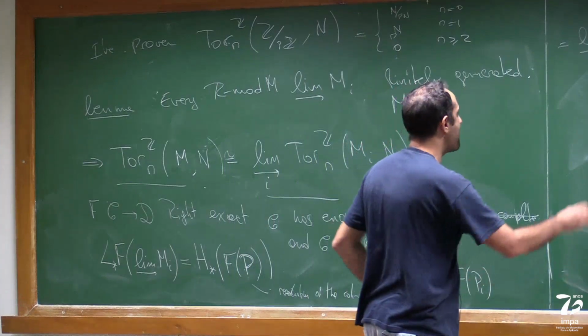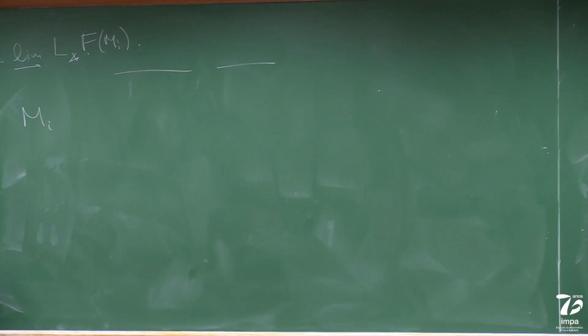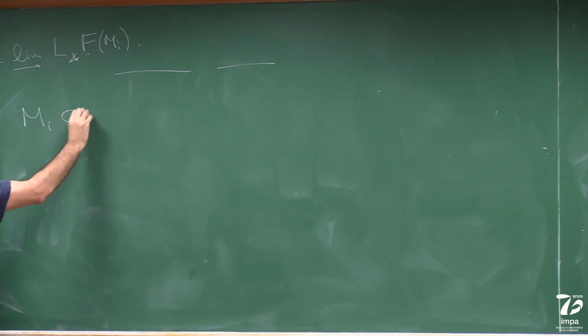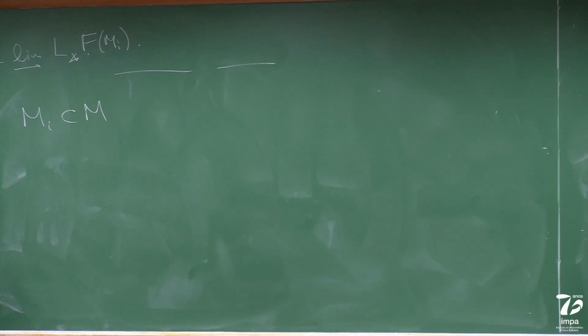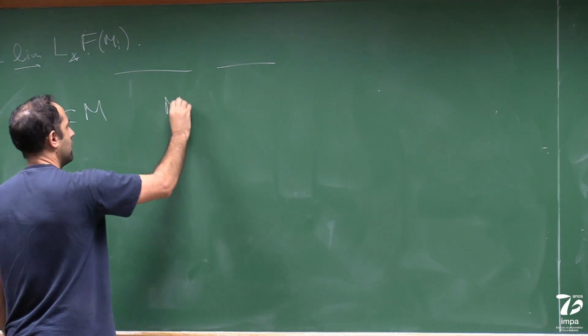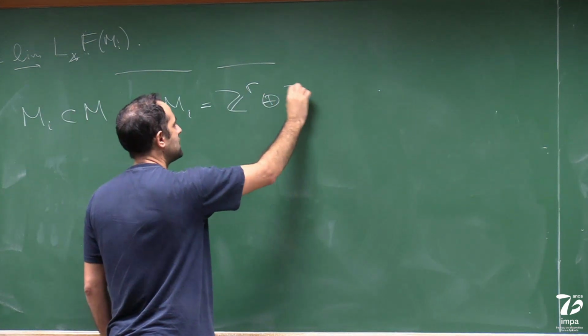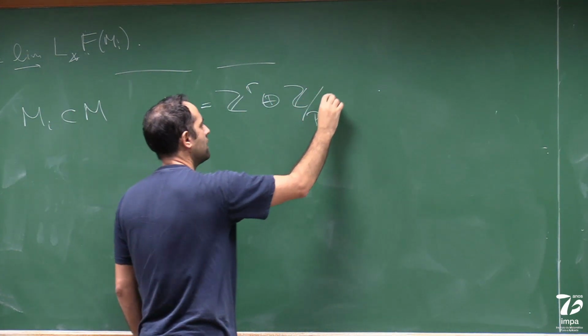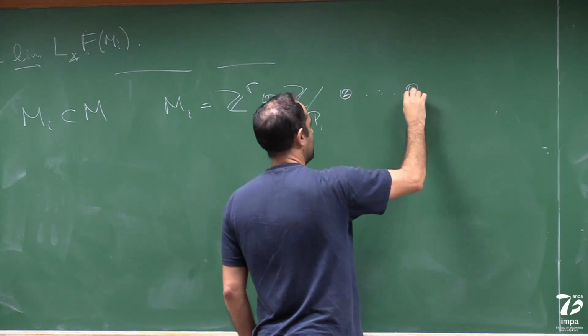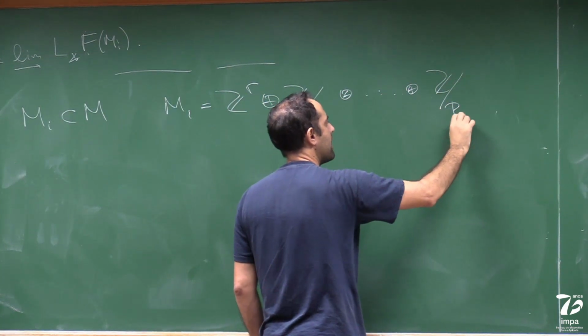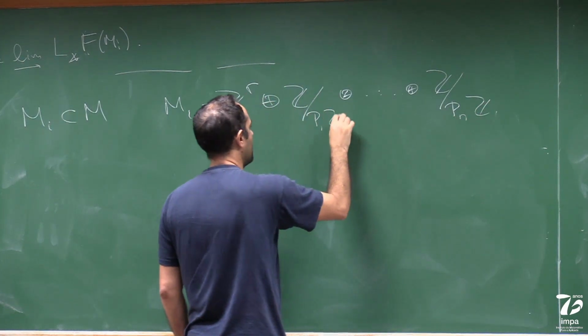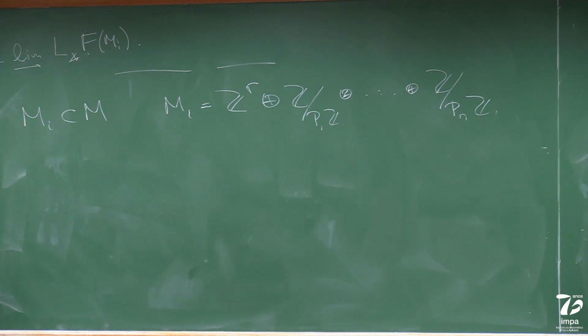Now M_i, which is a finitely generated subgroup of M, is a finitely generated abelian group. So M_i is some Z to some power r, plus a bunch of Z/p_1, ..., Z/p_n, just because the structure theorem told me so. Those are the only finitely generated abelian groups.